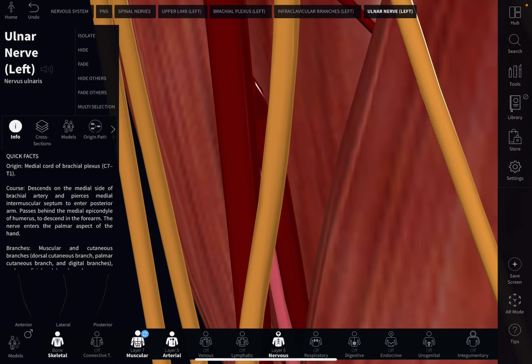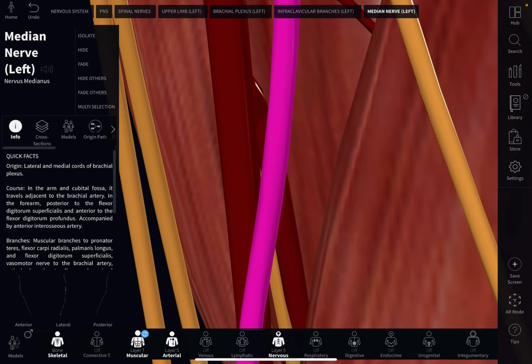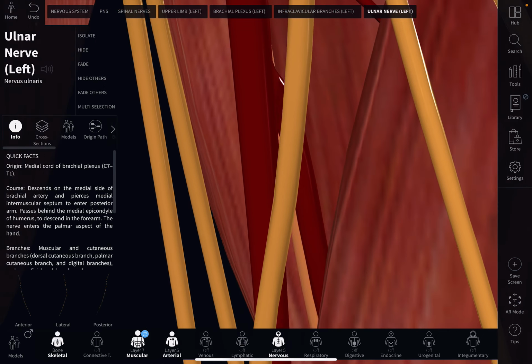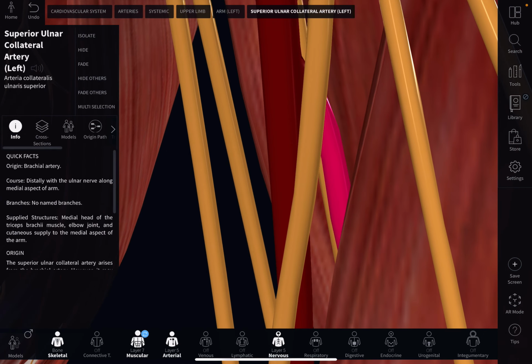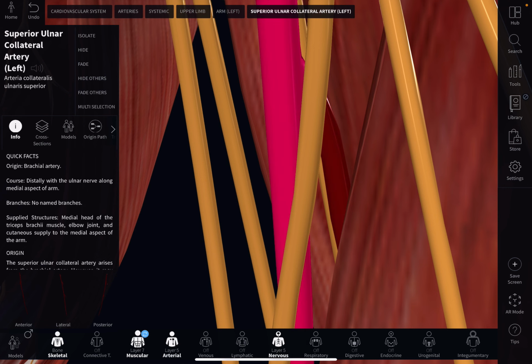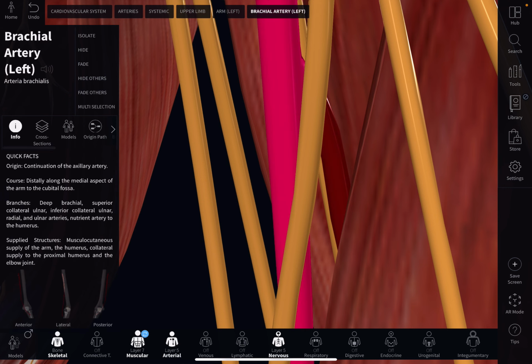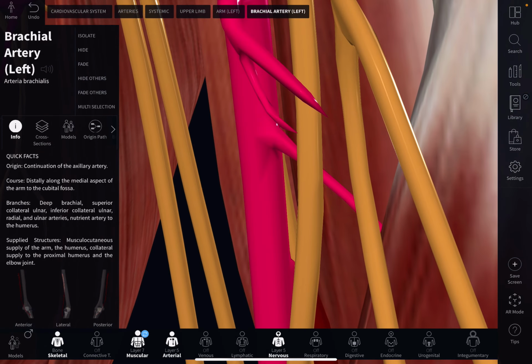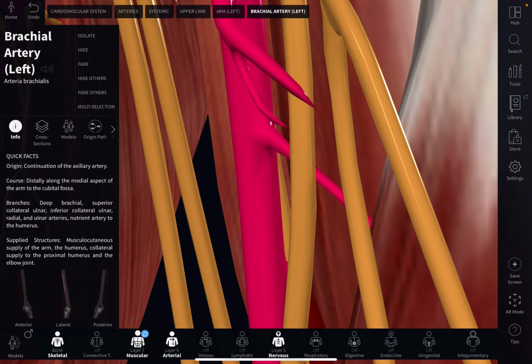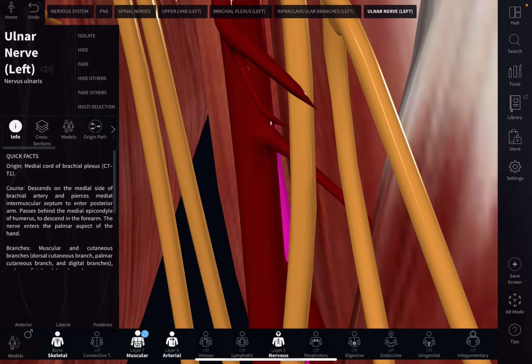As you can see here, this is the median nerve. Here is the ulnar nerve. This is the superior ulnar collateral artery. This is the brachial artery. Here the ulnar nerve can be seen in this gap. And this one is the ulnar nerve.